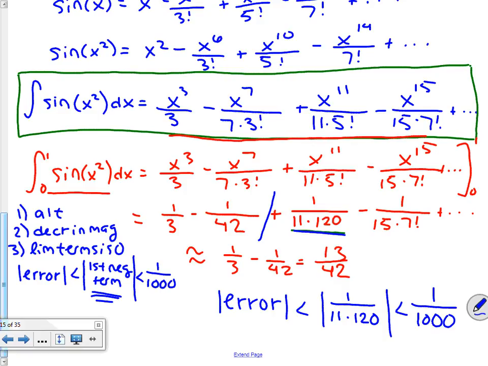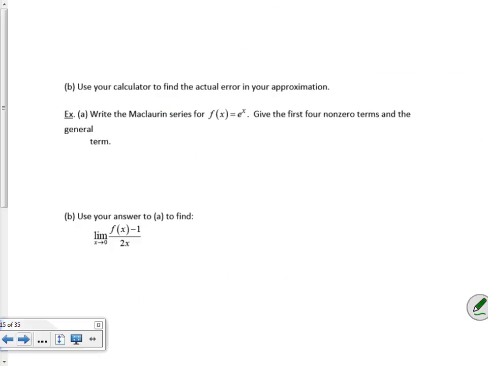So we have both found the approximation for an integral, and we have justified that the error is less than 1 over 1,000. If we go to the next page, you'll notice that it wants you to check the actual error.